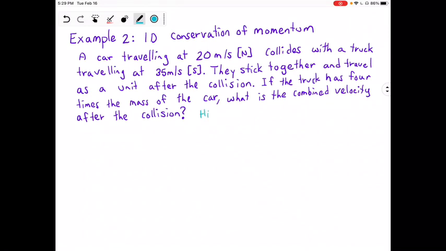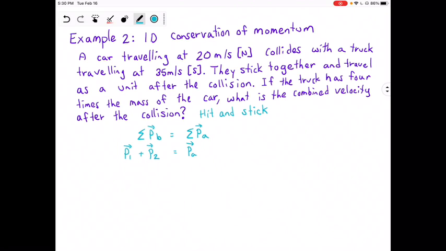This is an example of a hit and stick collision. In a hit and stick collision, the objects come together, get stuck, and travel as one object. In other words, you have 2 objects before and 1 object after. So writing down the law of conservation of momentum, we have sum of the p before equals sum of the p after. We have 2 objects before, so P1 plus P2. And we have only the 1 object after because they stick together, so that's just equal to P after.